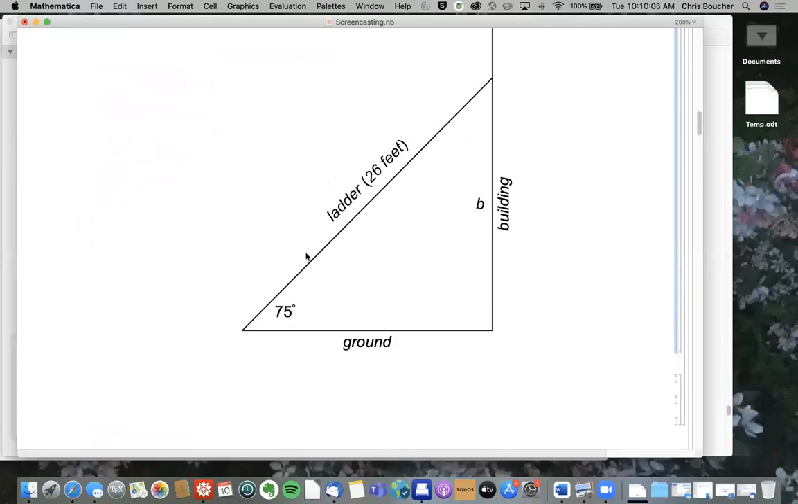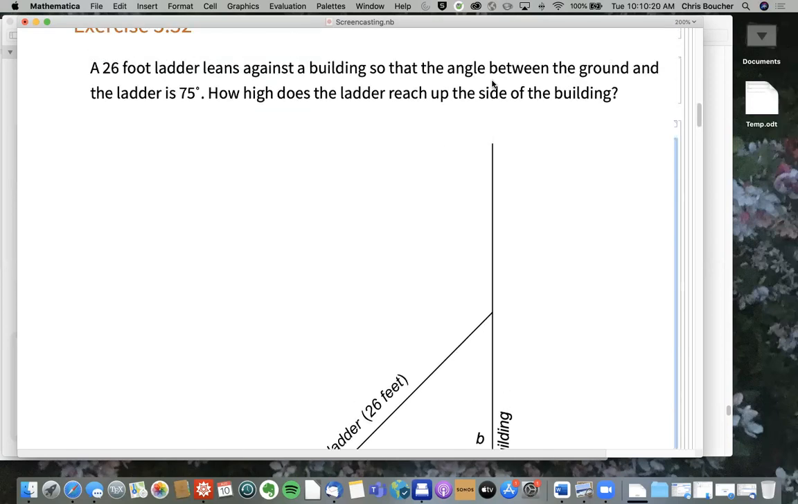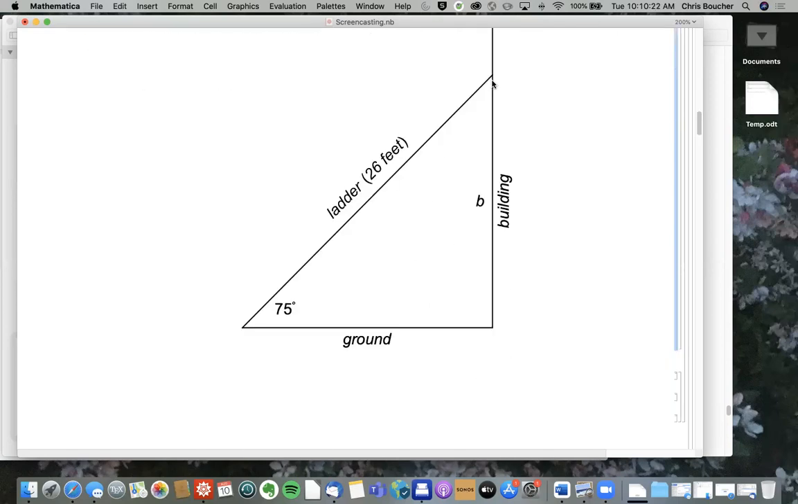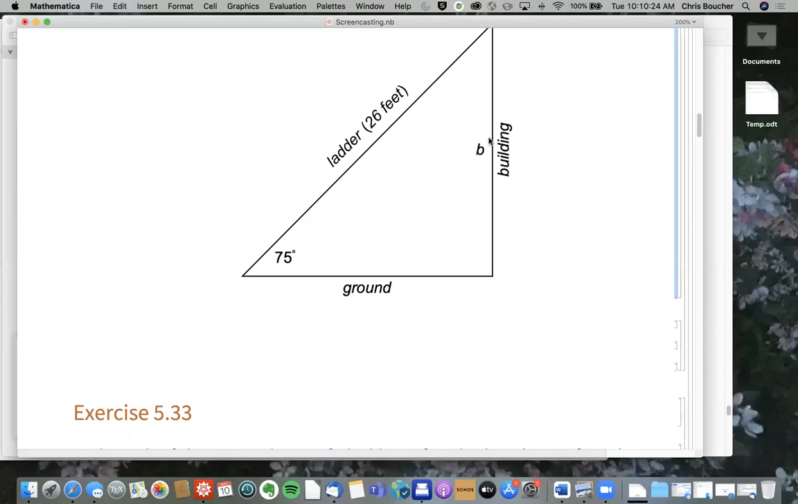Here's the picture, right? I've got my ladder leaning against the building over here, and the ground, of course, runs horizontally. This length B over on the right is the height that I'm looking for. Now, an assumption we're going to make here that's not stated in the problem, but seems reasonable, is that the building is square, so it and the ground meet in a 90-degree angle or very close to a 90-degree angle.